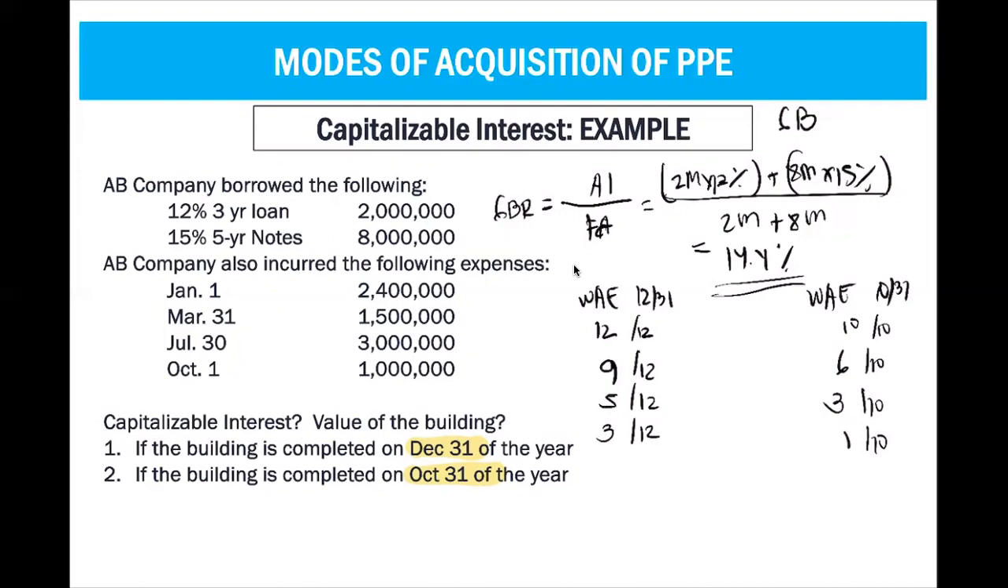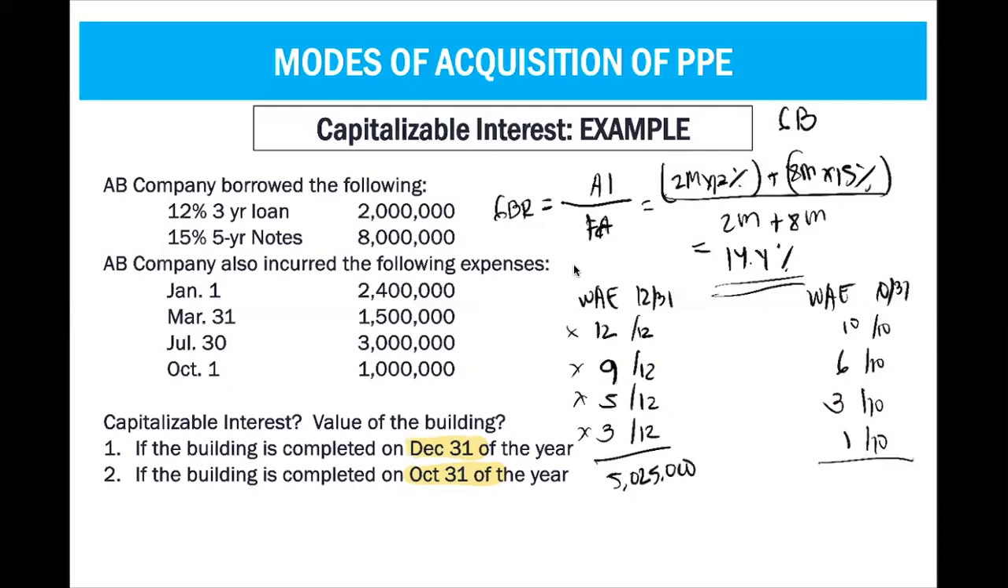Okay? So we get now our weighted average expenditures. So how do we compute that? The expense multiplied by their weight. That's what we will do. So 2.4 million times 12 over 12 plus 1.5 million times 9 over 12 plus 3 million times 5 over 12 plus 1 million times 3 over 12. So we have here 5,025,000 pesos.